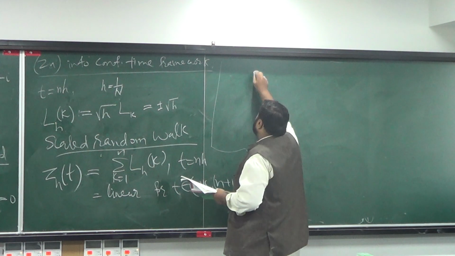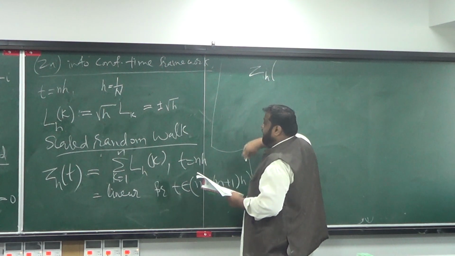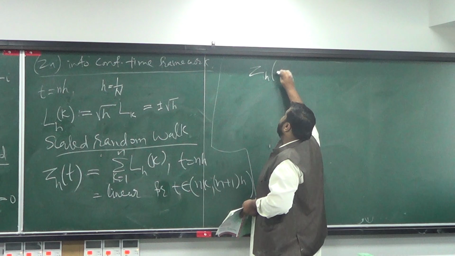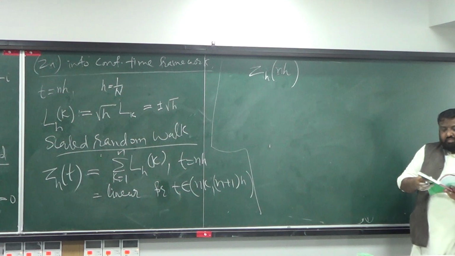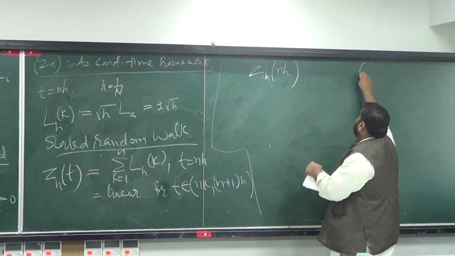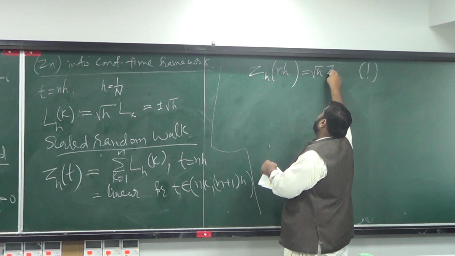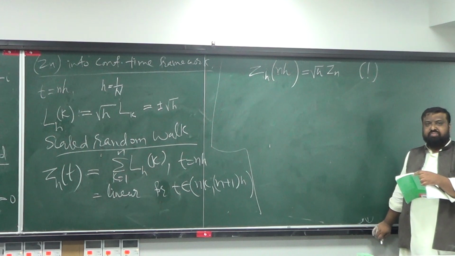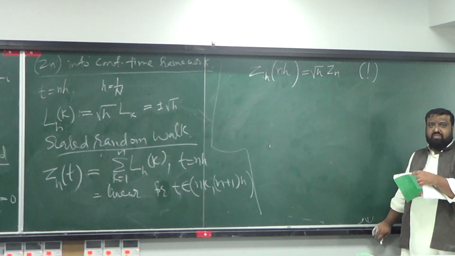Can I have a clear expression for Z_h evaluated at a time t, and that time t, for example, is nh? What do you think? What should this expression be? Maybe an exercise to verify is that this is going to be the square root of h times Z_n, actually. Can you see why it should be square root of h times Z_n?